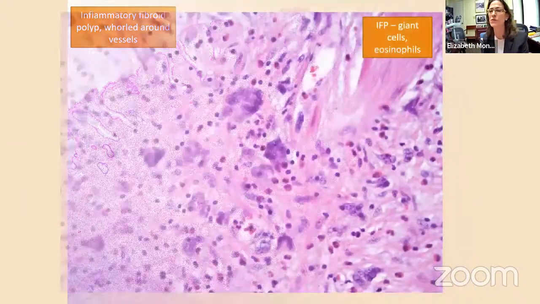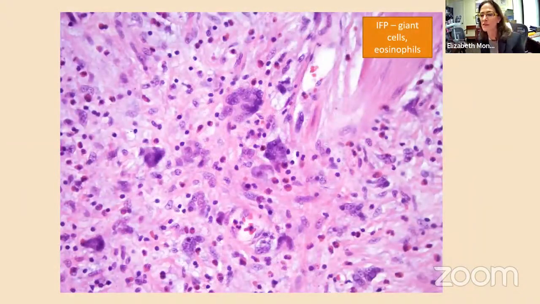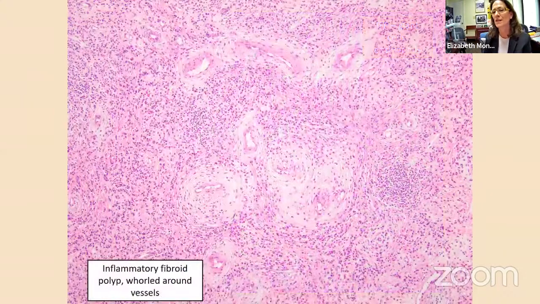And you can also kind of make out the massive backdrop of eosinophils. And notice there are a few cute little giant cells. They're very common in gastric inflammatory fibroid polyps. And here's a really lovely example of this whirling around blood vessels. Some people have called this onion skinning or an onion skin pattern.